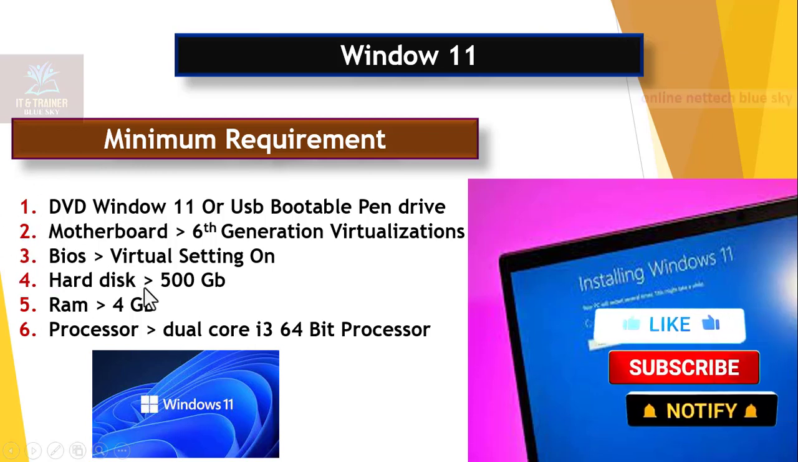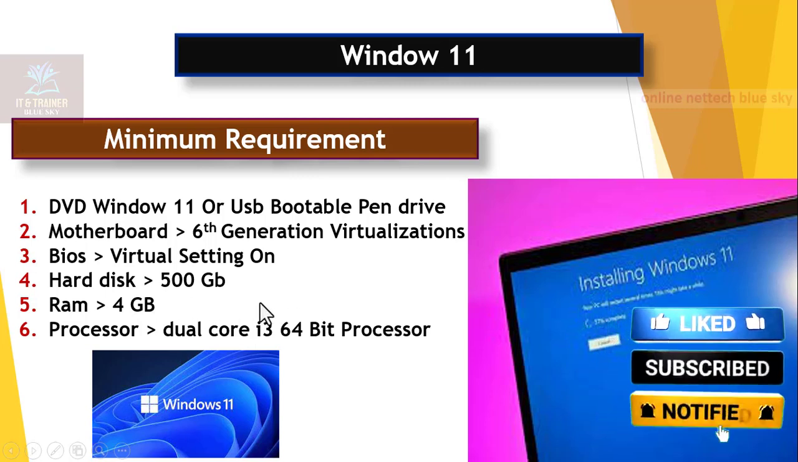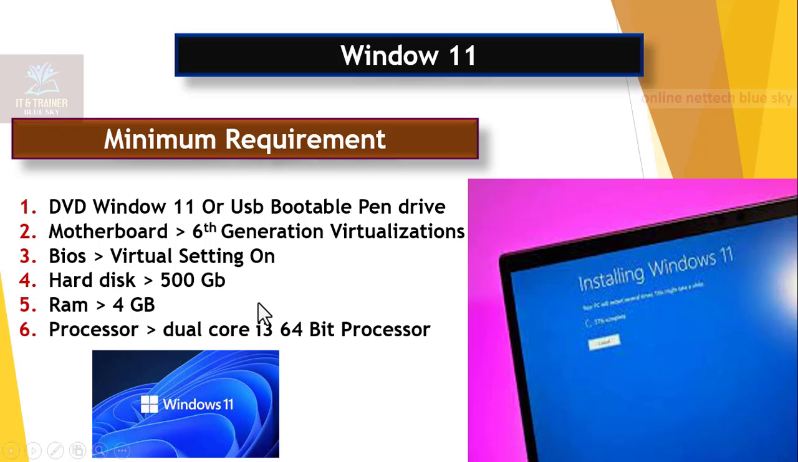For the hard disk, I suggest you use an SSD type hard disk. SSD technology hard disk is easy, fast and very useful. And this is very important for your RAM: DDR3, DDR4, 4 GB RAM. And 6th generation virtualization support should be on, the virtual setting.